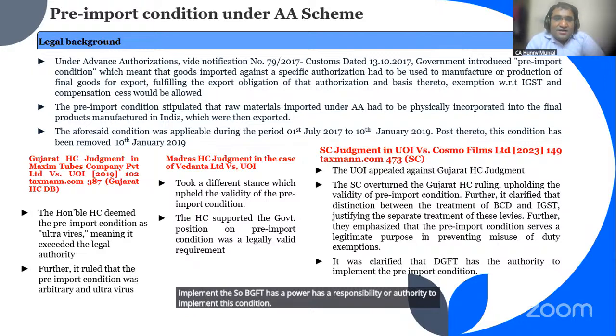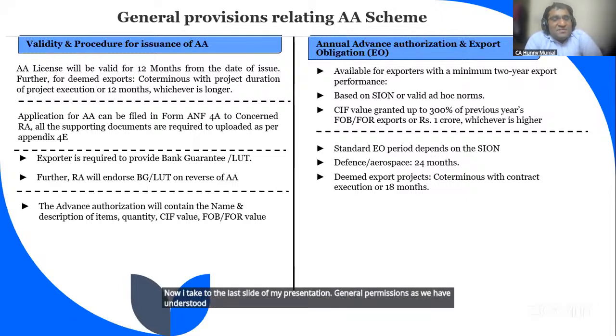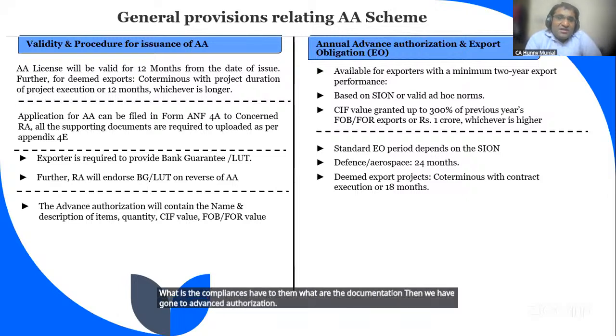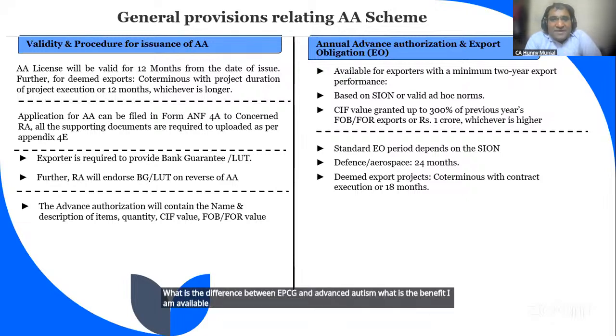Now I take you to the last slide of my presentation: general provisions. As we have understood, what is the EPCG scheme, what are the conditions, who can avail this benefit, what compliances have to be done, what is the documentation. Then we have gone to advance authorization. What is the difference between EPCG and advance authorization? What is the benefit available? Pre-import condition. Now the last slide says validity.